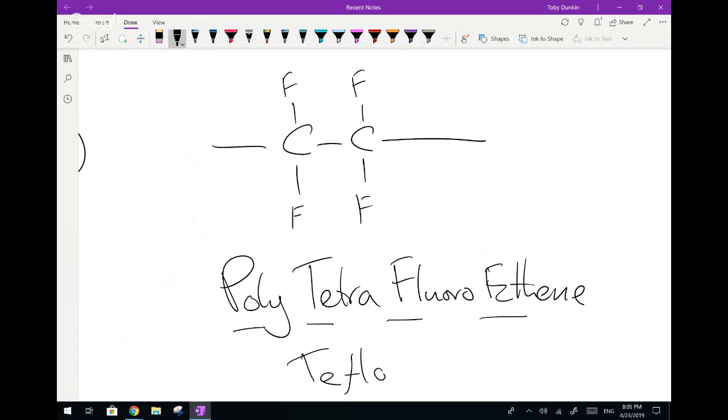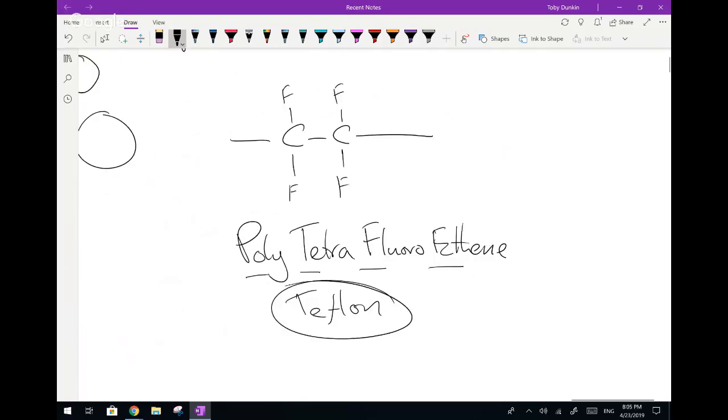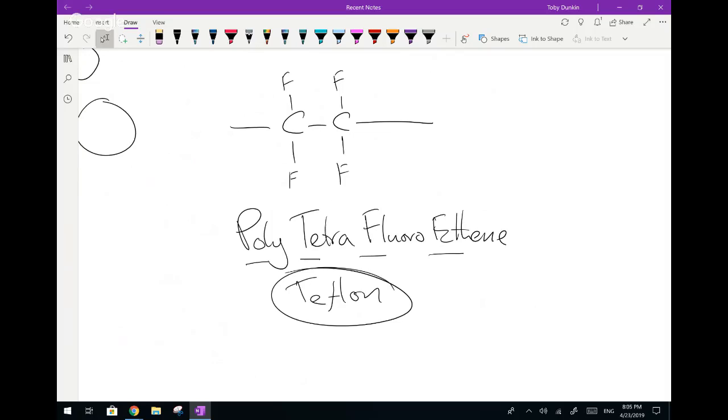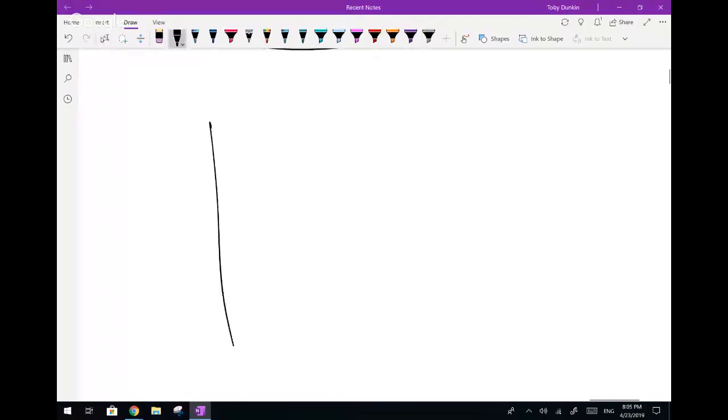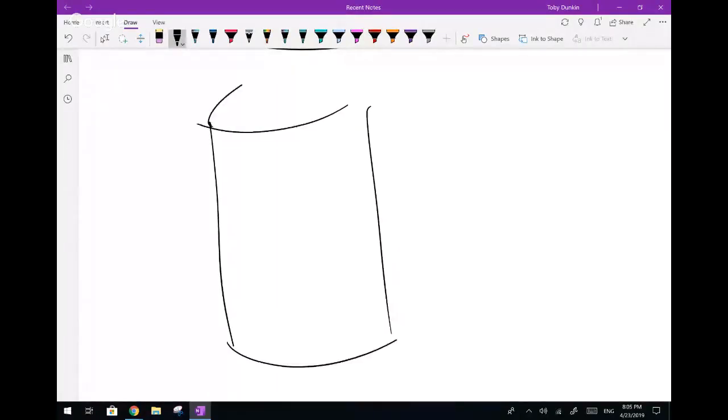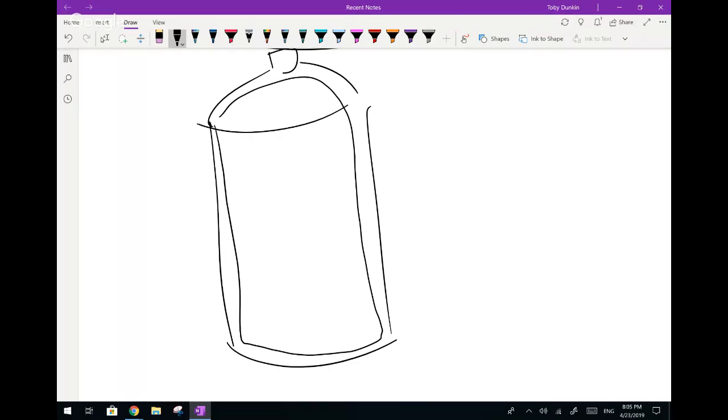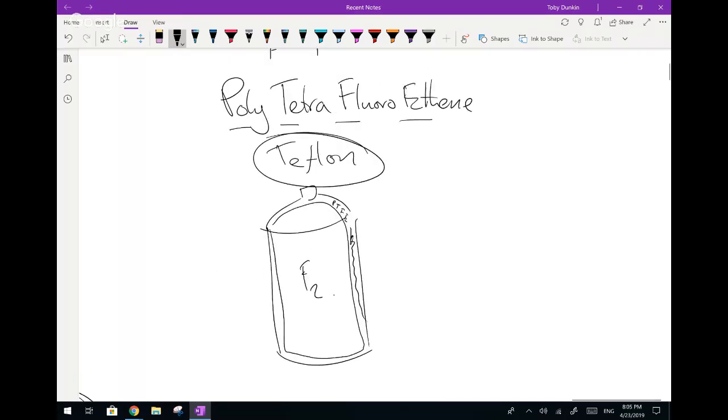This is non-stick pans. This plastic is the most unreactive plastic that we have ever created, and it is the only thing that can hold fluorine. So if we had a canister that we wanted to fill with fluorine gas, we take that canister and we line the whole thing in PTFE. And so this is all PTFE, all the way around. And then we store the fluorine gas inside that. And even that will still eat its way out. Can only store it for about 9 months.